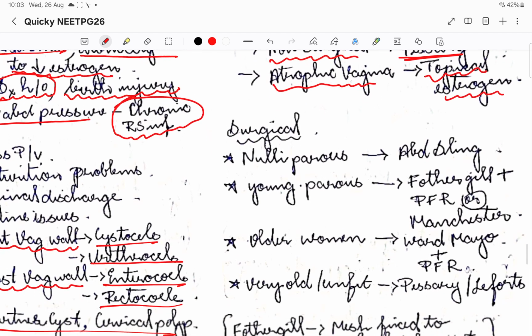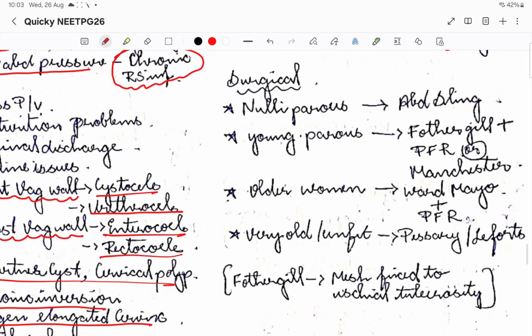So now if we are going to go for definitive management, this will be done based on the age. If it is a nulliparous young woman, we are going to go for abdominal sling, and we are going to support the organ, the uterus. Suppose it is a young and parous woman, we are going to go for Fothergill plus pelvic floor repair, or else we are going to go for Manchester procedure. So this is for young and parous women.